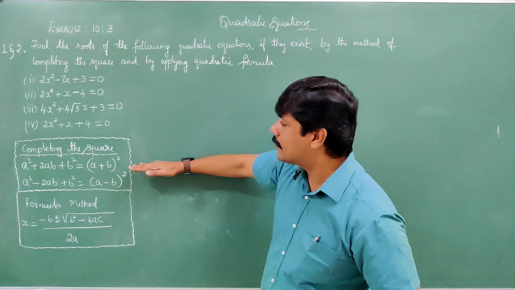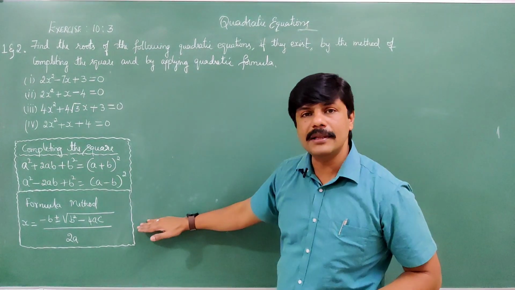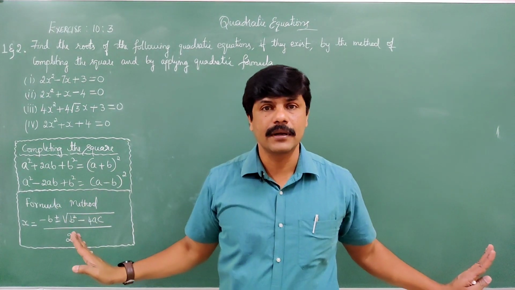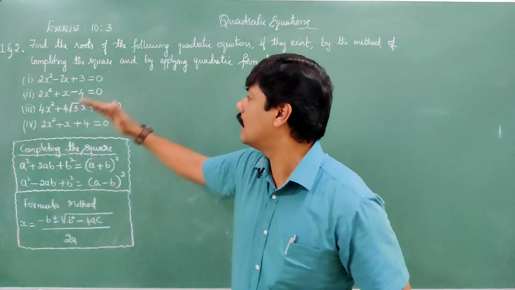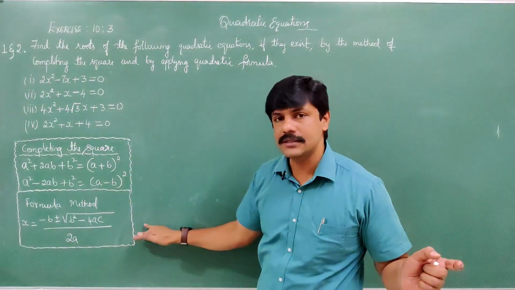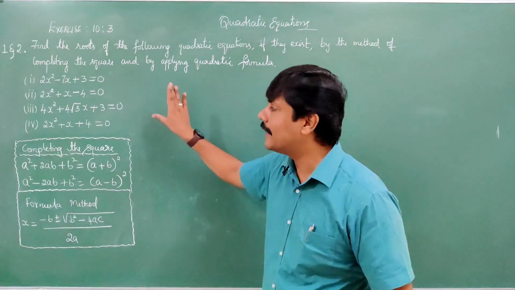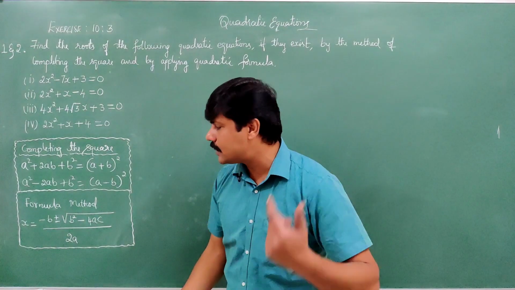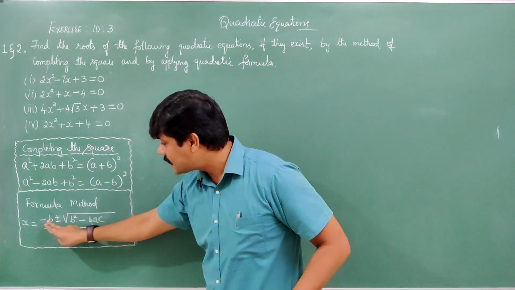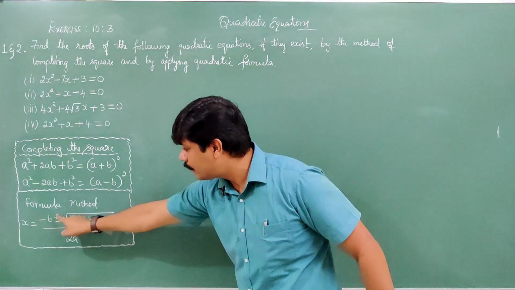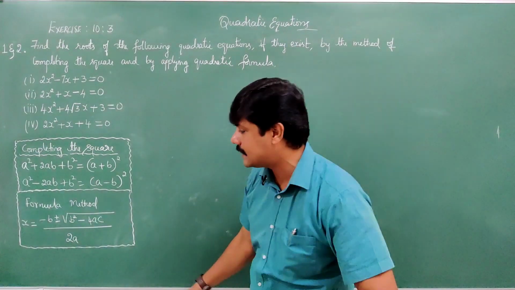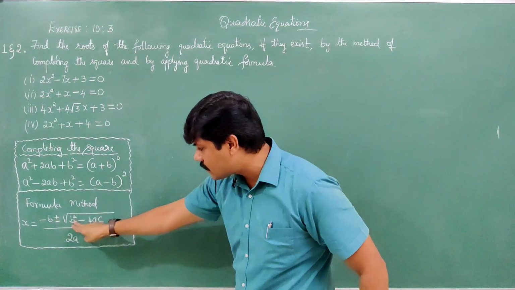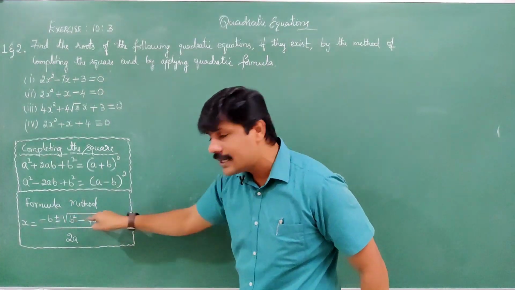But the method of completing the square and the formula method can be used to find the roots of any quadratic equation. Understand? Now in the formula method, which formula are we using? x is equal to minus b plus or minus the square root of b square minus 4ac. b square minus 4ac is inside the square root.